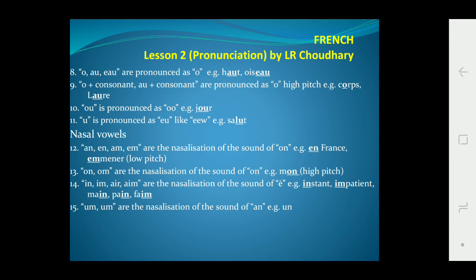Then next is OU, pronounced as U, like jour. So OU sounds like U. Then number 11 is U. U is pronounced as U, like we have also learned in the alphabets. So here, salut means hi. The T is silent, we can't say salute, so it's salu.